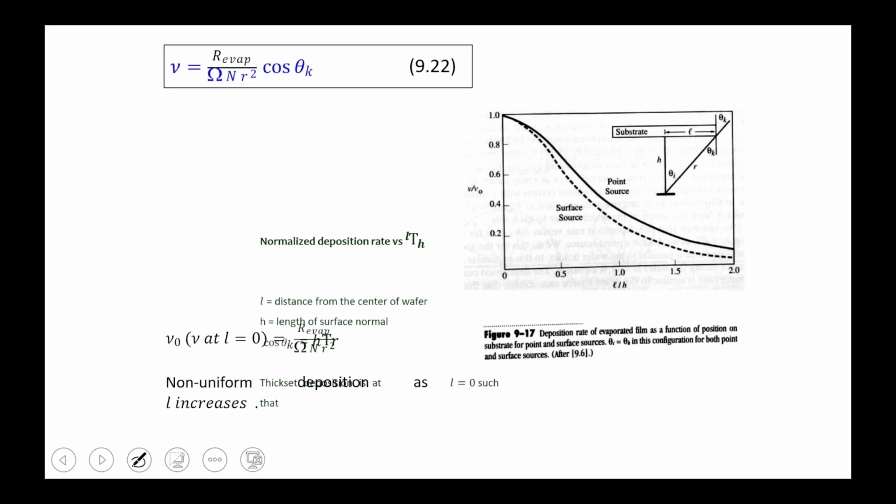So this is the graph of the deposition rate of the film as a function of the position of the substrate. This is how you change the position of the substrate, and this is the deposition rate.